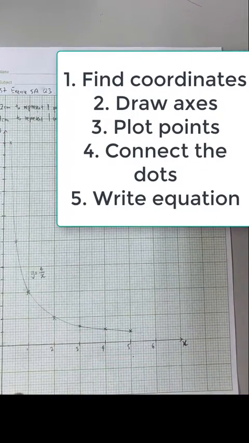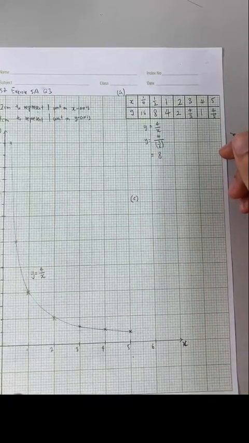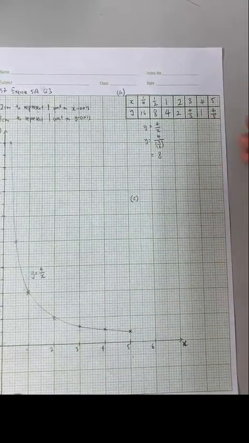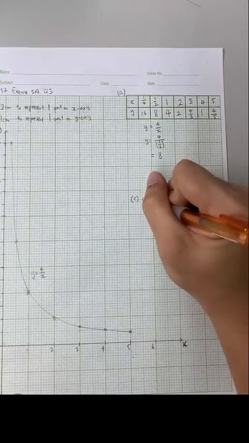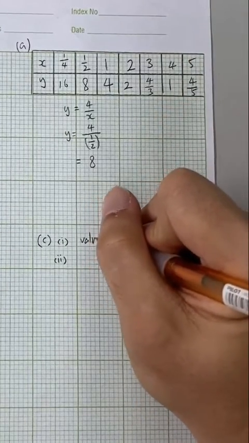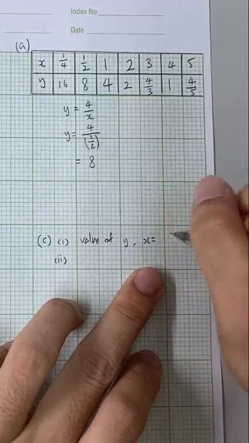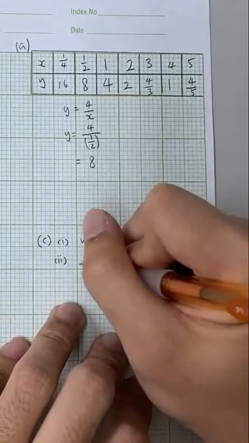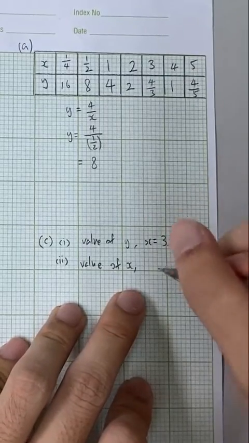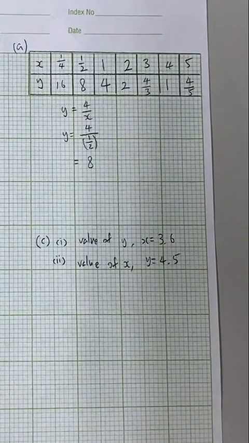Okay, so now we move on to question C, which is finding the value of the corresponding coordinate given the other. So we have two questions here, and we need to find the value of x, sorry, the value of y when x is equals to 3.6 and the value of x when y is 4.5. So we can actually use our graph here.